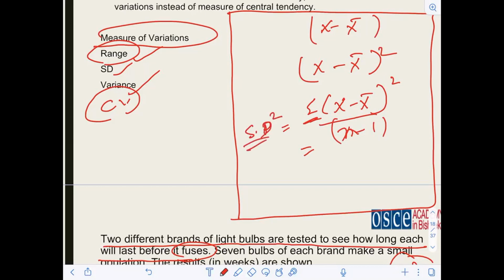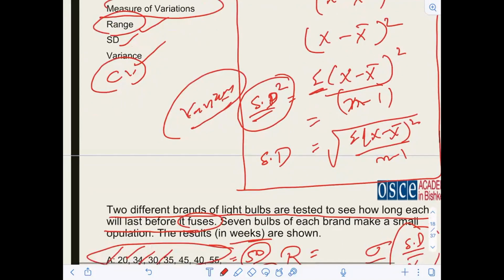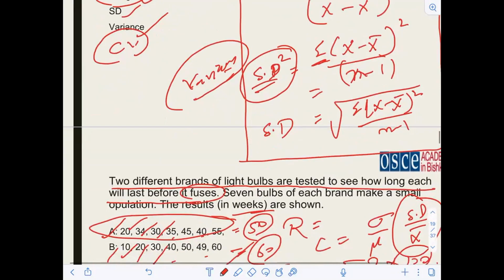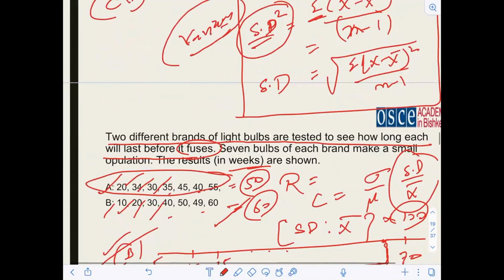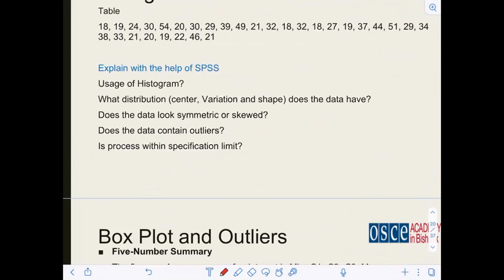Are you getting my point? And this SD square is called the variance within data. What is the amount of variation, right? And the moment you put the square root, it simply becomes standard deviation, and the formula remains the same: x minus mean whole square divided by n minus 1. So in calculation, this is the difference. But then why do we need coefficient of variation? Now the question comes, the simple answer: what is the ratio between the mean and standard deviation.